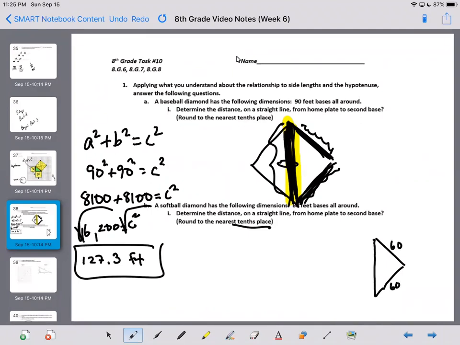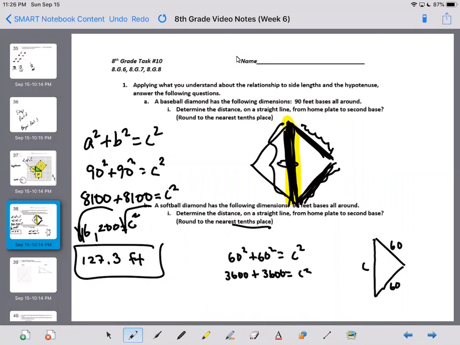So we're working the same problem. We're just trying to figure out how far a catcher would throw from home plate to second. So that would be 60 squared plus 60 squared is equal to c squared. I'll put c instead of x. So we'll have 3,600 plus 3,600 is equal to c squared.